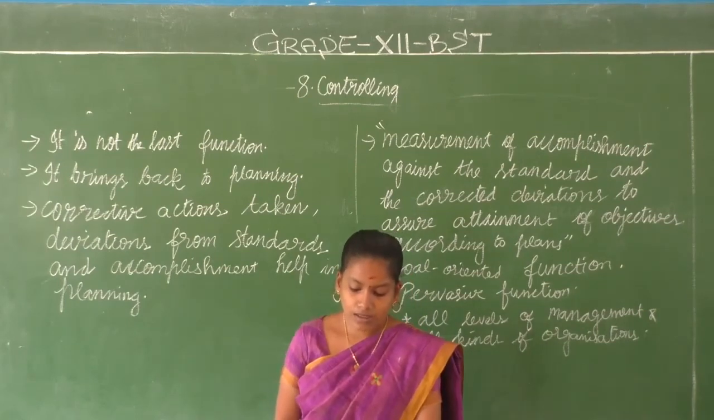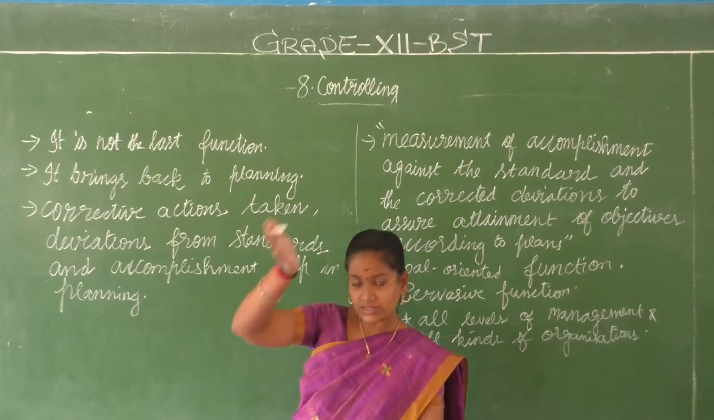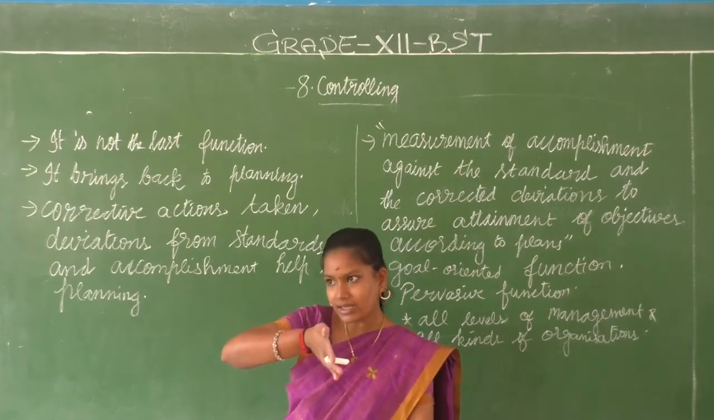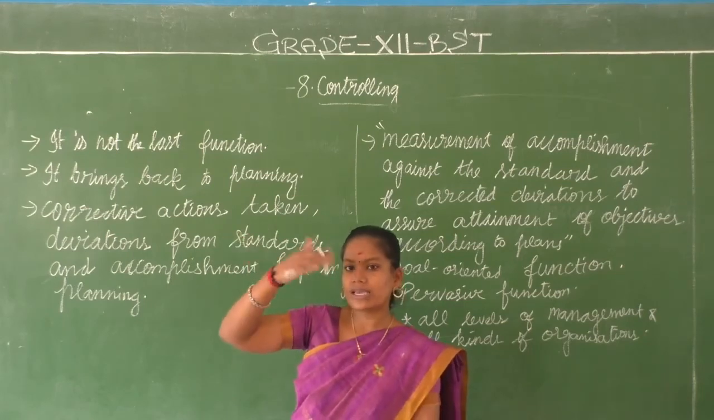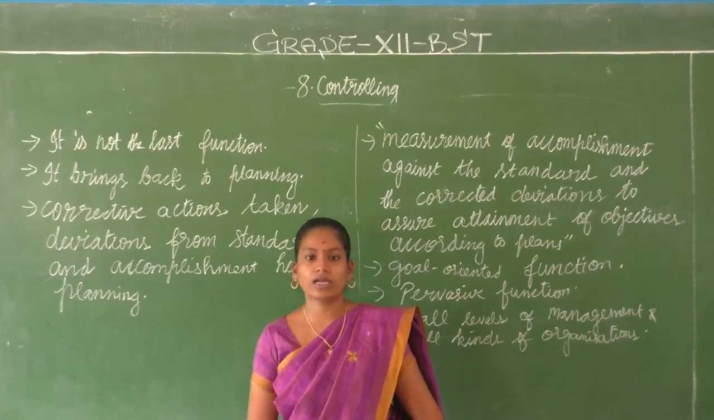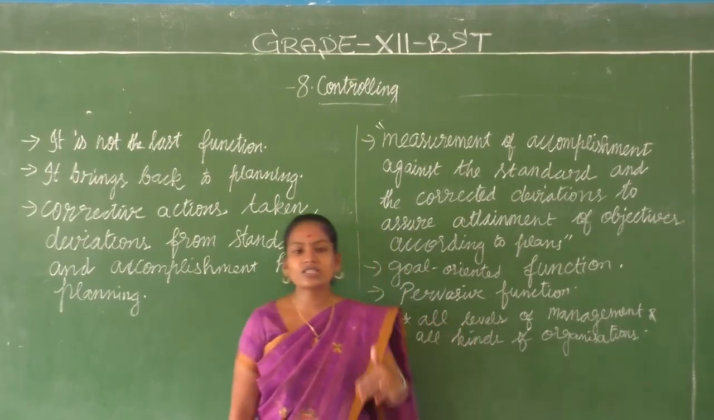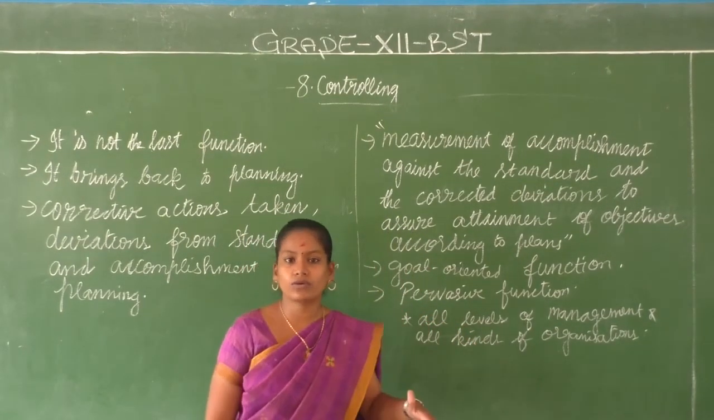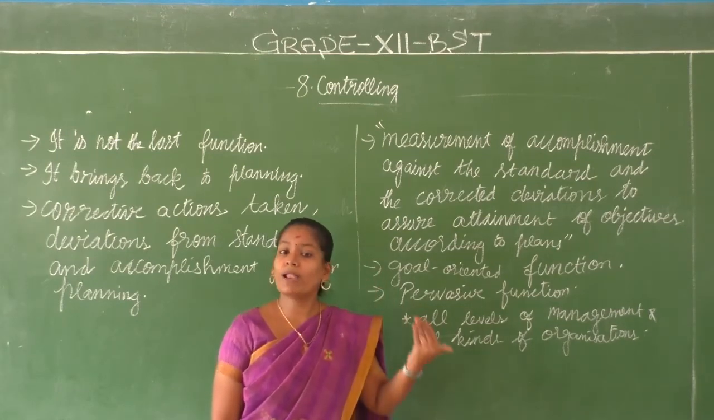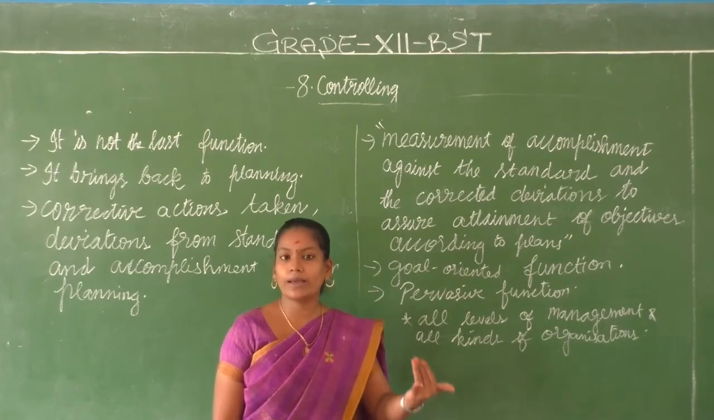Okay, so that's controlling: it only completes one cycle to begin another. So what are we doing? We complete one cycle, and what is the base for starting another cycle? Controlling. So it is not that. Controlling is the last function of management, we can say. What does it actually do? It helps you to plan for the future in a better way.